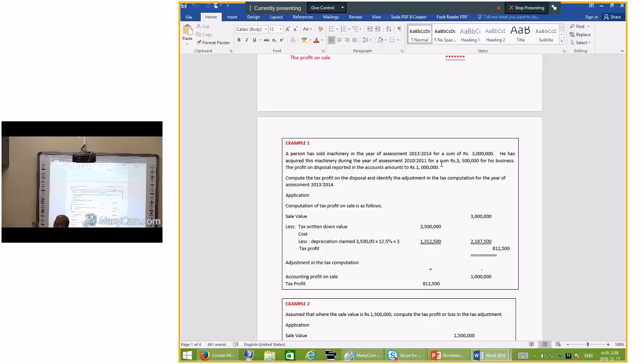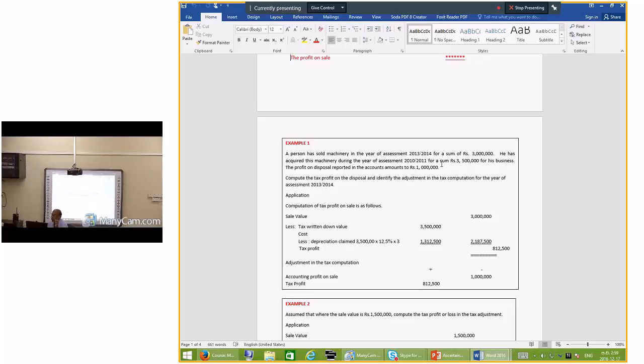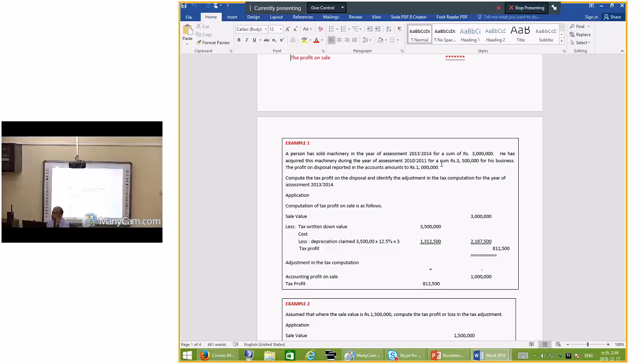For the depreciation, they charged depreciation and accordingly they computed 1 million profit. That means they had charged 2 million against the 3 million sale price. The machinery was acquired for 3.5 million, so up to 2.5 million they have depreciated, and compared to that they computed a 1 million profit.